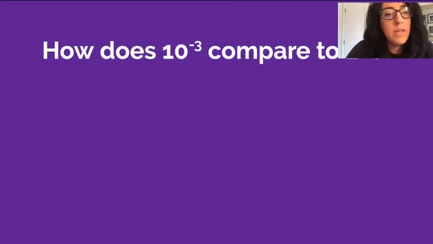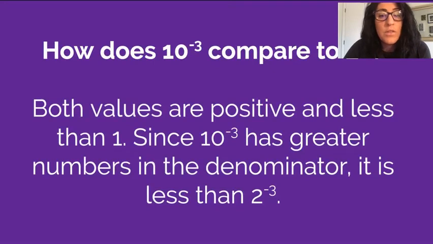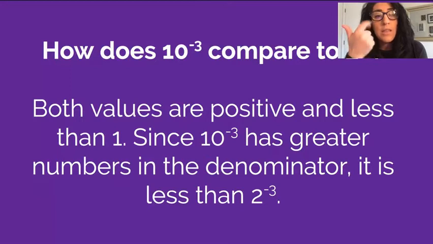How does 10 to the negative third compare to 2 to the negative third? Both values are positive and less than 1. Since 10 to the negative third has greater numbers in the denominator, it is less than 2 to the negative third. So again, each of these expressions are telling us we're multiplying a tenth times a tenth times a tenth versus a half times a half times a half.